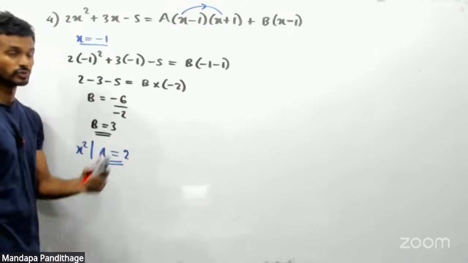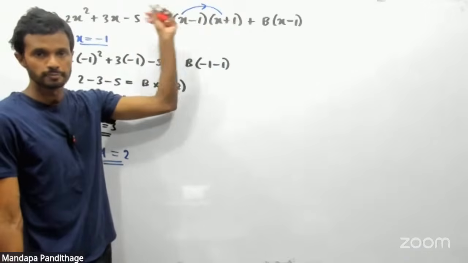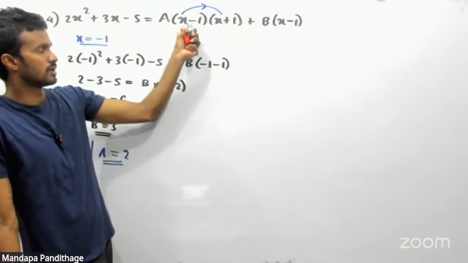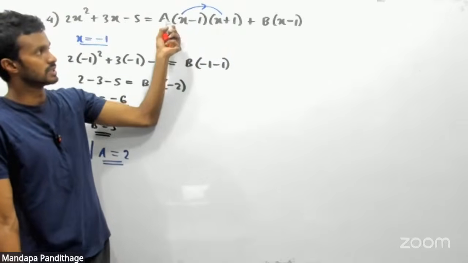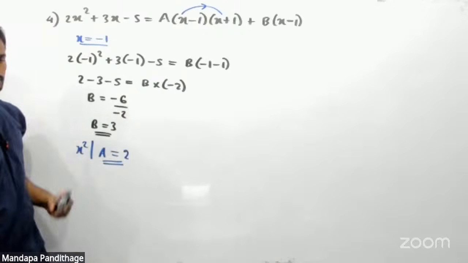For that purpose, you don't have to expand everything and see. You can just say, what is the coefficient of x squared? This is the only place I get x squared. So here the coefficient is a. So a is equal to this.